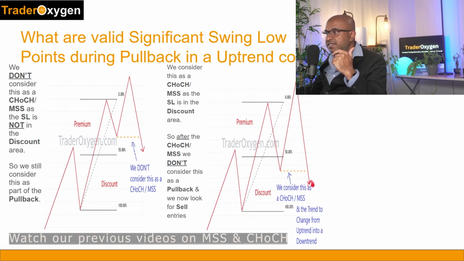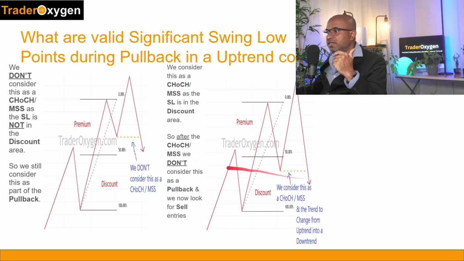So once this happens, after the change of character and the market structure shift, we don't consider it as a pullback now, because it's an uptrend. Usually in an uptrend there's a pullback, but now when the price comes down and makes a market structure shift, we don't consider this part as a pullback. Instead, we consider it as the change of the trend from up to down. So now it's not a pullback. After that, traders will look into sell entries.